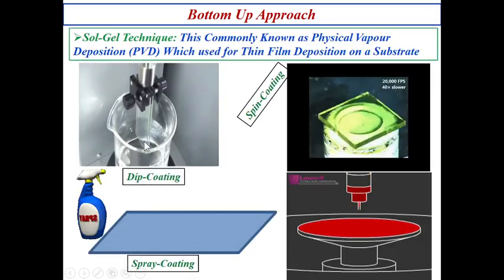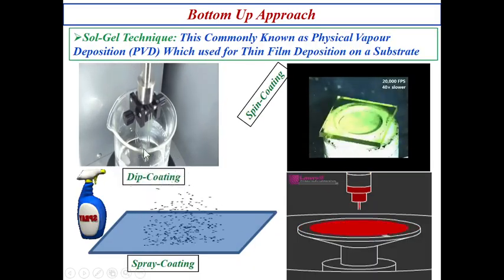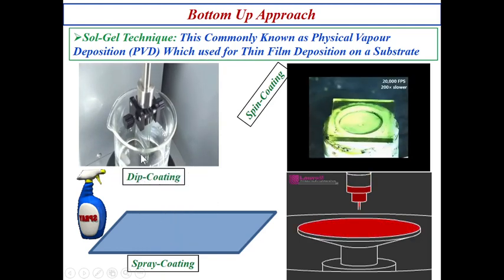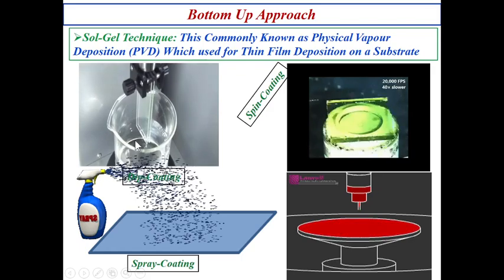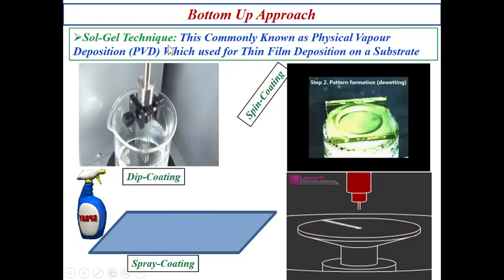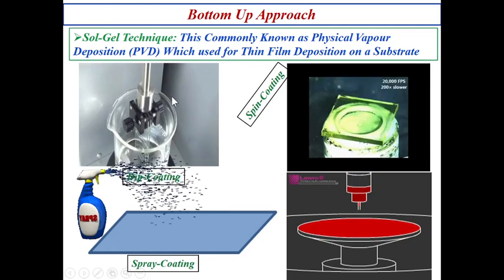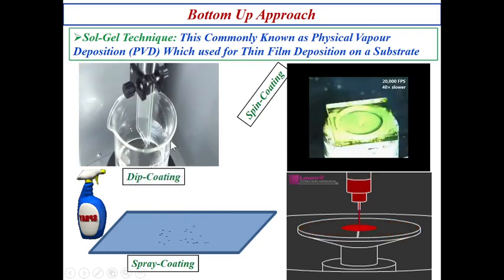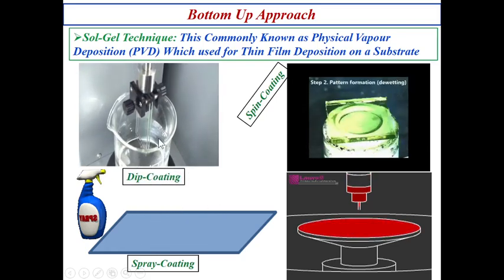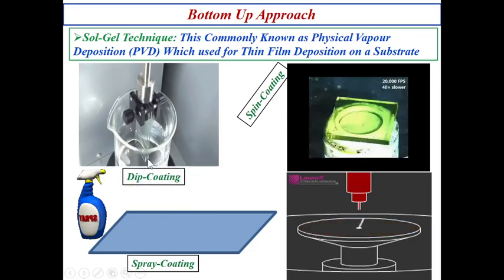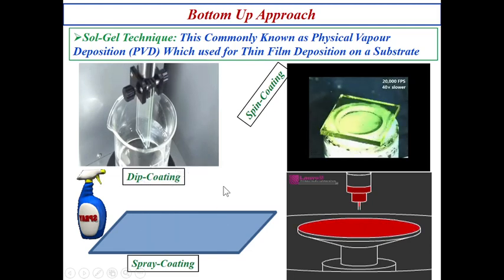Just dip it inside the solution. When it is dipped, the solution will attach to the surface of the substrate, and then you just take it out from the solution. That is your dip coating. In this way also we can prepare 2D nanostructure material or thin films and thick films on the substrate.